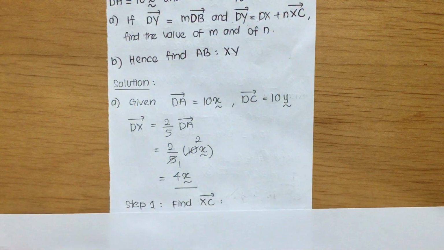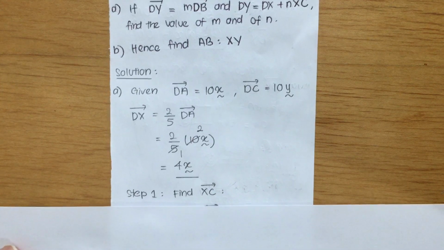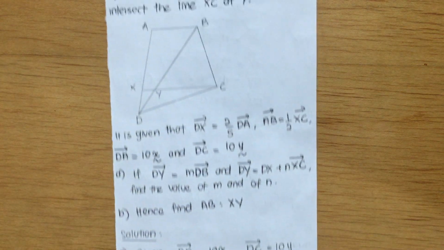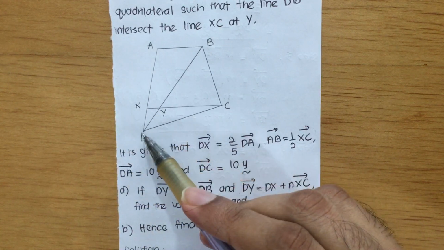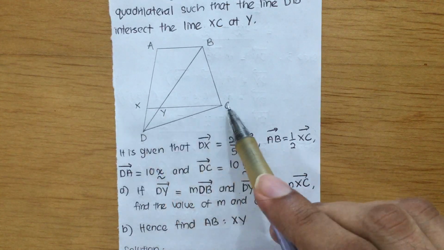Okay, so now step 1 is we can find the vector XC. So how to find the vector XC? Vector XC is equal to vector XD plus vector DC. So I'm going to show you. Vector XC is equal to vector XD plus vector DC. So this is your resultant vector, guys, your vector XC.